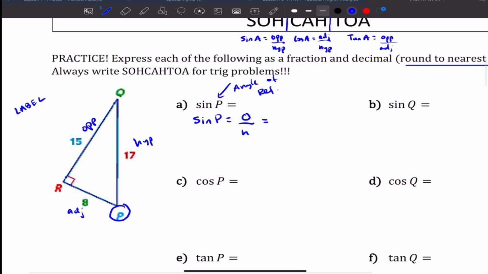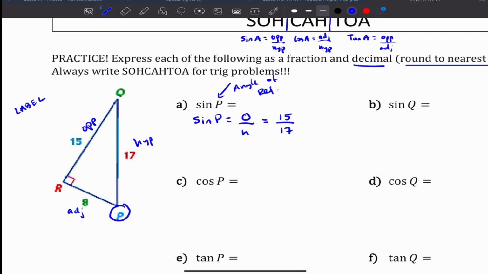And y'all, if we look, the opposite side is 15. So I'm going to write 15. And then the hypotenuse is 17. So it's 15 over 17. That is my answer as a fraction. In fact, this is a simplified fraction, and that's awesome. That's it, in terms of being a fraction. But what we now need to do is express this as a decimal, okay?